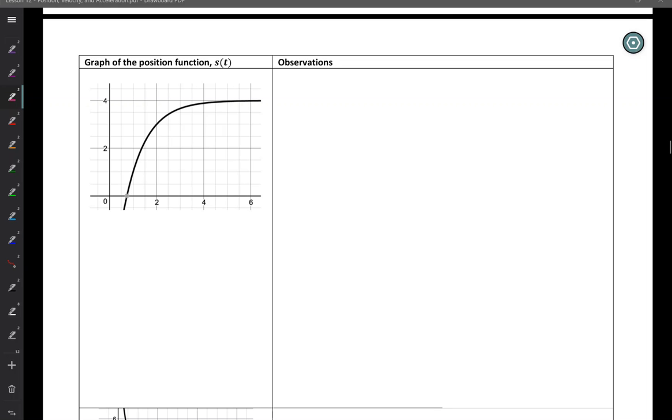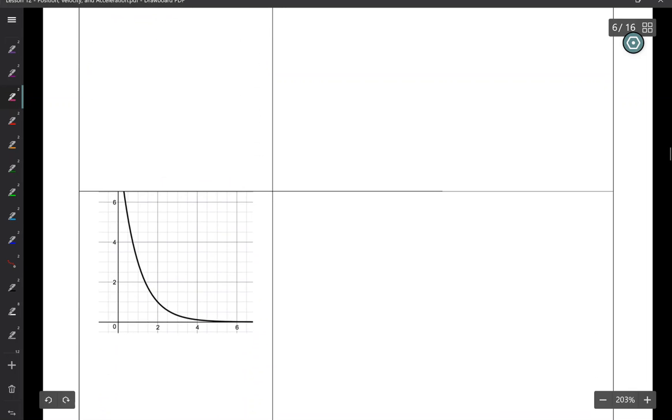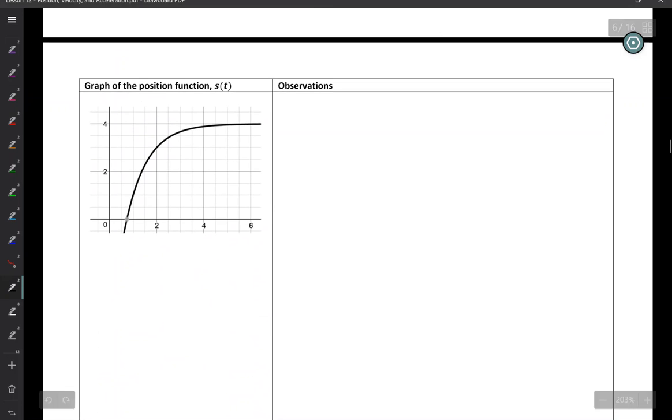All right, so we have two more pictures to look at for our position function and try to make some observations about position, velocity, and acceleration, and then speeding up or slowing down. Position is always in distance units, like feet, for an example.